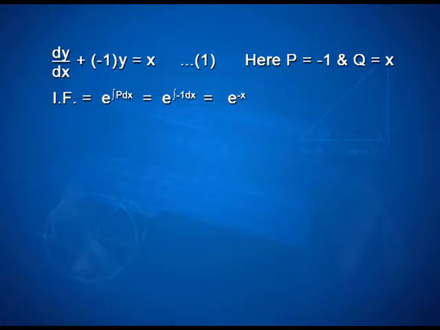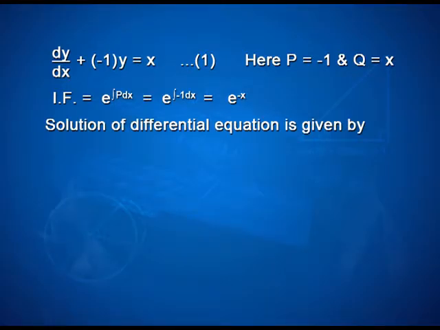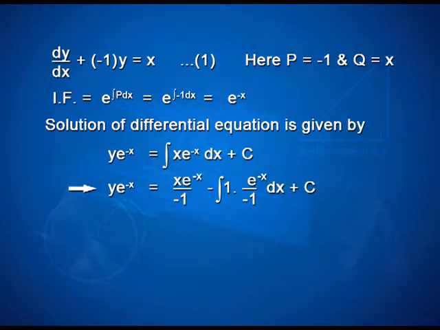Integrating factor therefore becomes e to the power integral p dx is equal to e to the power integral minus 1 dx, that is equal to e to the power minus x. Solution of differential equation is given by y into e to the power minus x is equal to integral x into e to the power minus x dx plus c. That implies y into e to the power minus x is equal to x into e to the power minus x upon minus 1 minus integral 1 into e to the power minus x upon minus 1 dx plus c.